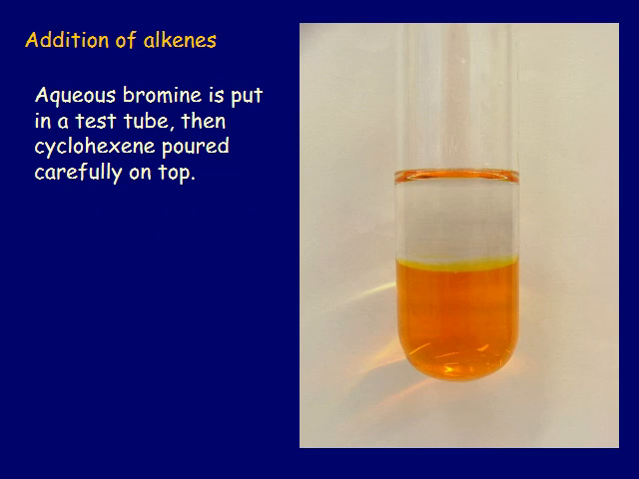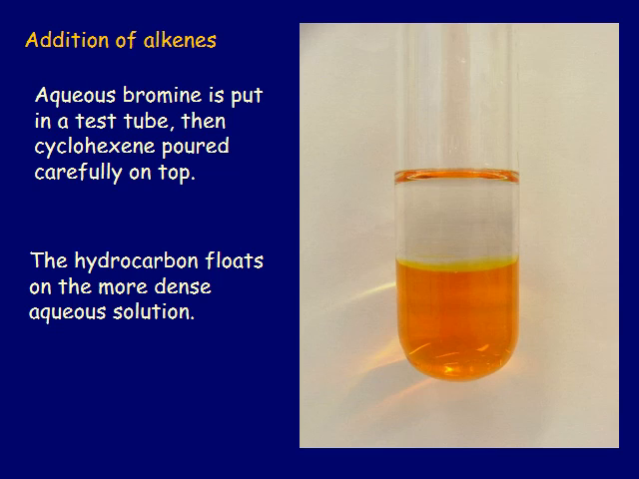So that's what happens when we add bromine to an alkane. Now let's add it to an alkene. Just as before, aqueous bromine is put into a test tube. This time though, it's cyclohexene that is poured carefully on top, not cyclohexane. Again, the hydrocarbon floats on the more dense aqueous solution, so the upper layer is the cyclohexene, and the lower layer is the aqueous bromine solution.